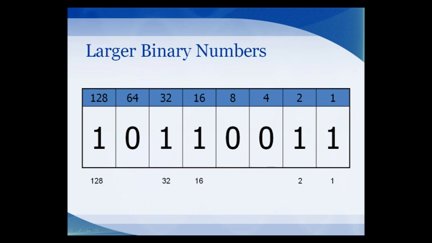All you have to do is find the ones in the binary number and add up all the numbers up at the top. So we have a 1 under the 128, and a 32, and a 16, and a 2, and a 1. Well, then that means all you have to do is add 128 plus 32 plus 16 plus 2 plus 1, and that will give you 179.